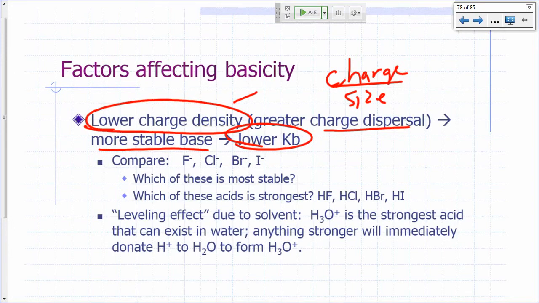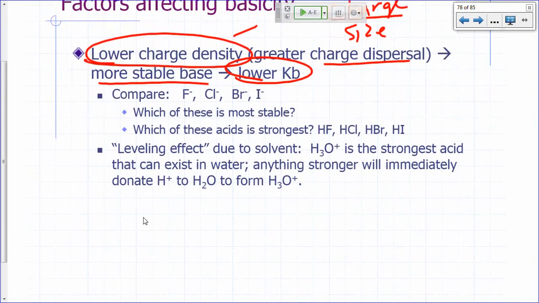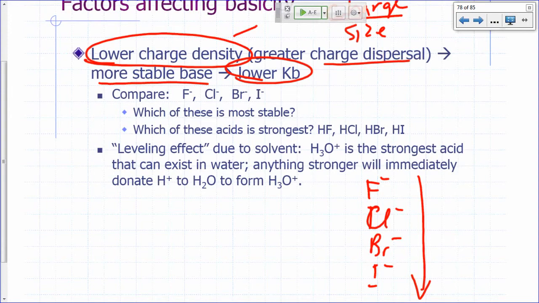So let's compare fluoride, chloride, bromide, and iodide. Which of these is most stable? What do you know about the trend in size? They all have negative charge, right? So as far as charge is concerned, it's the same. Going down a column in a periodic table, what happens to the size? As you go from fluoride, chloride, bromide, and iodide. Increases, right? So what happens to the charge density?